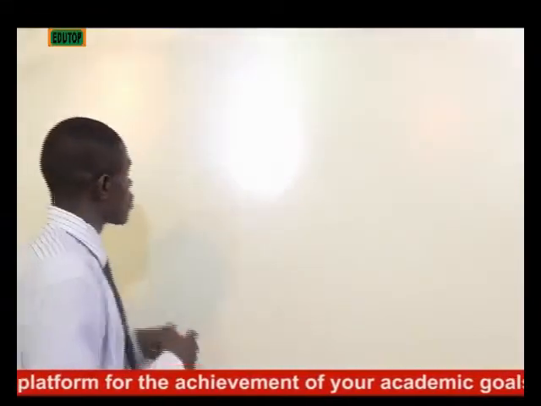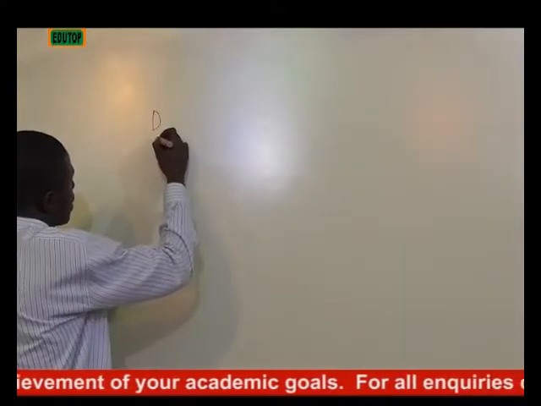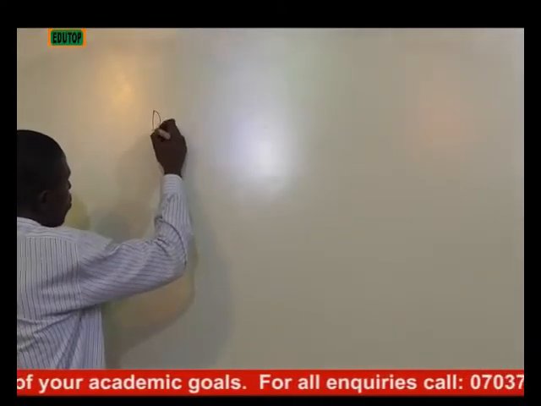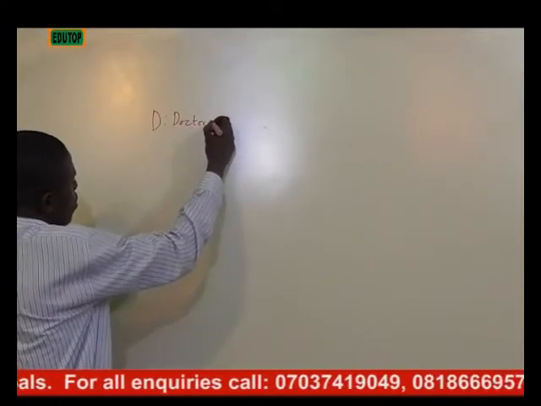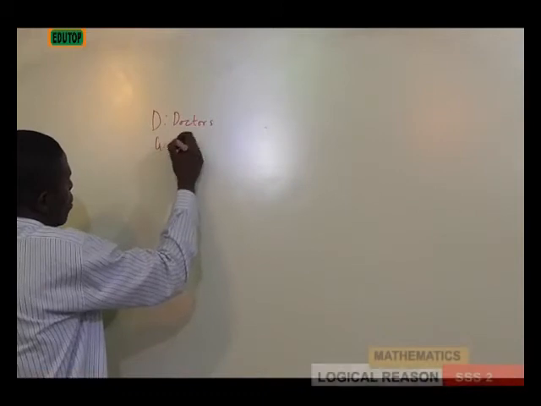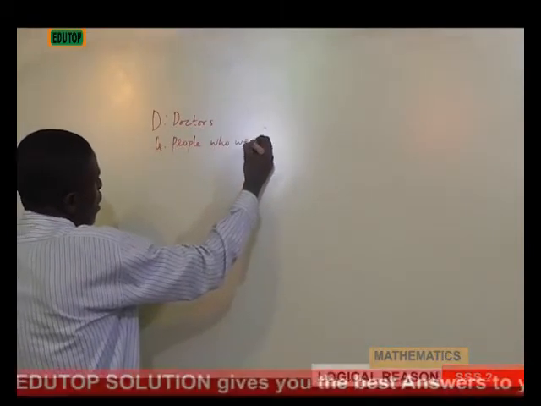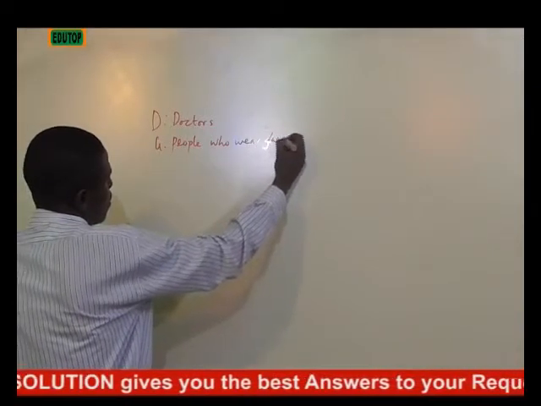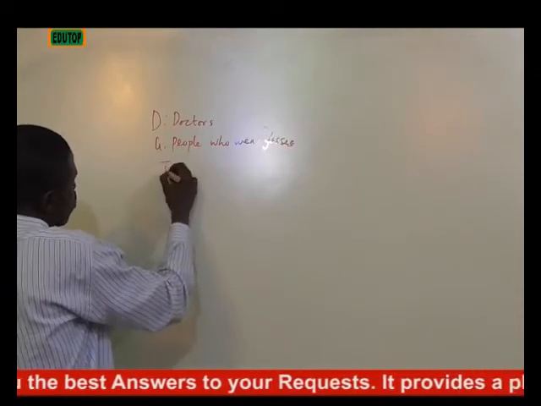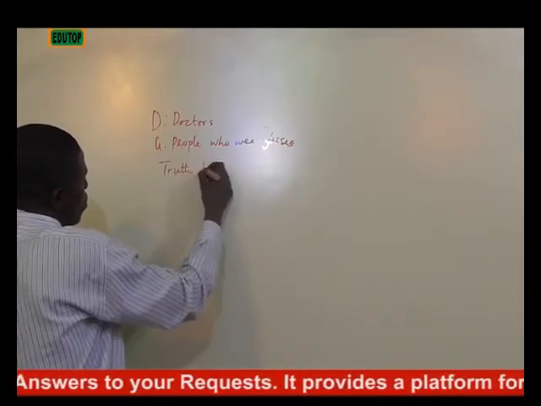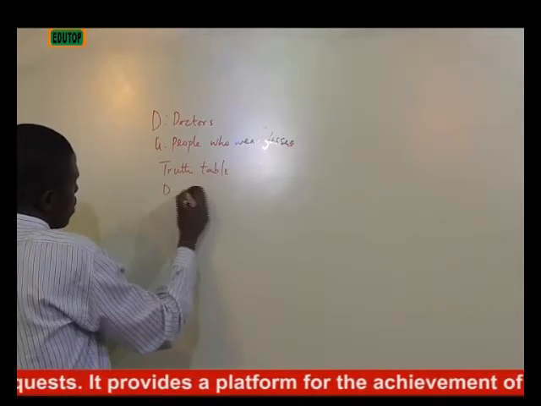The one we just discussed, where we have the doctors and people who wear glasses. Doctors D and glasses G, people who wear glasses. Here, we want to represent it using a truth table. We have D and G.